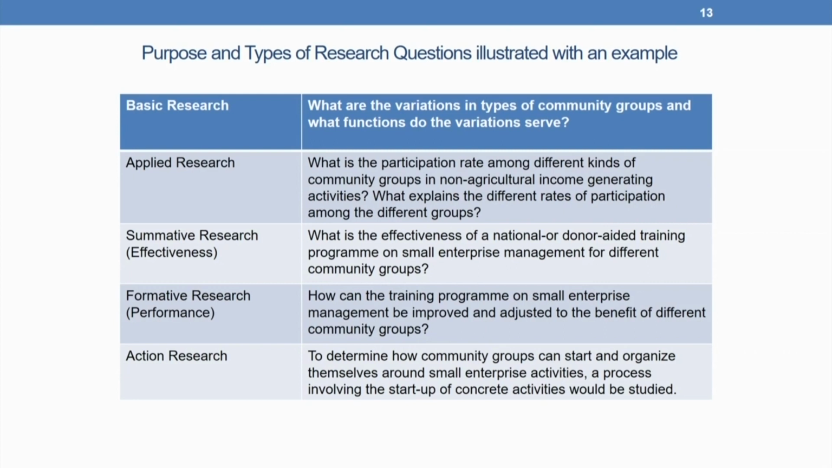Summative research focuses on effectiveness because it's mostly in the form of evaluation studies. So, they may ask the question, what is the effectiveness of a national or donor aided training program on small enterprise management for different community groups? Formative research focuses on performance. So, the question could be, how can the training program on small enterprise management be improved and adjusted to the benefit of different community groups? Action research determines how community groups can start and organize themselves around small enterprise activities. A process involving startup of concrete activities could be studied as part of the action research.